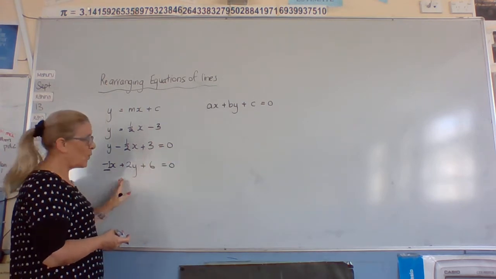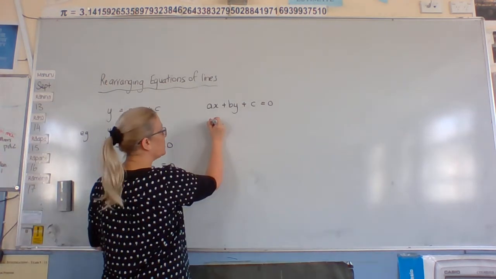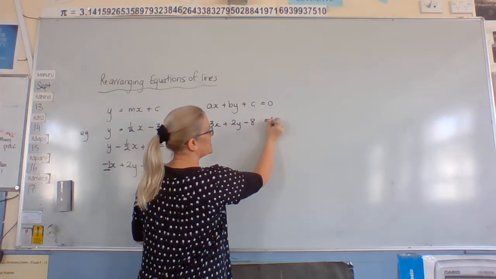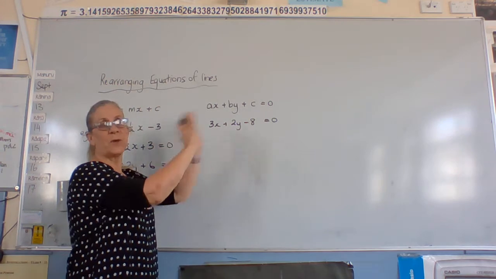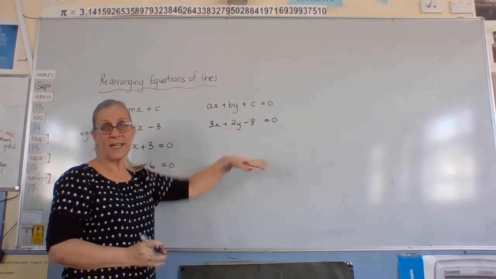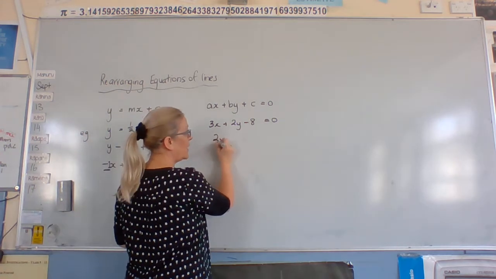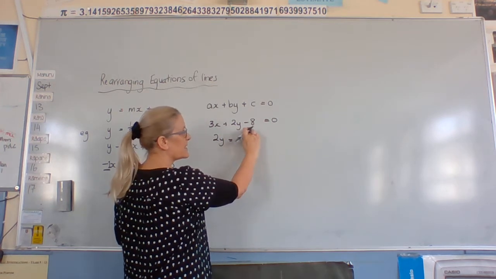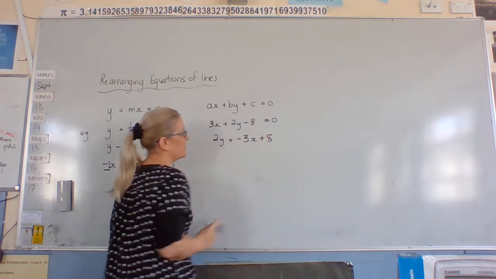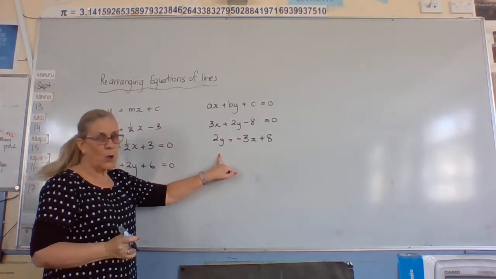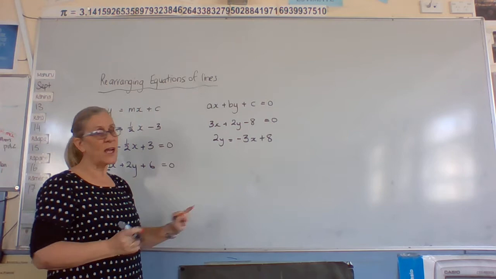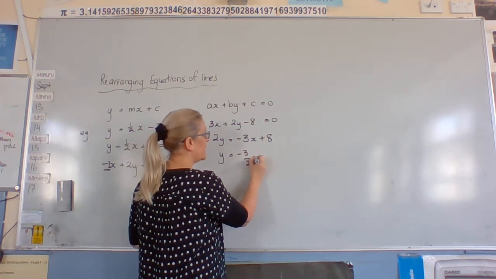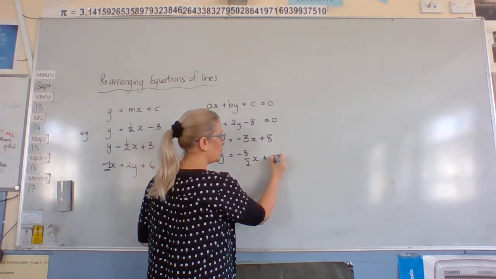So that's this form, and we're going to go backwards. So if we've got 3x plus 2y minus 8 equals 0, we're going to move everything but the y onto the other side. So we get 2y equals, this is positive 3x, so it's going to be negative 3x. This is a negative 8, so positive 8. All right, but we only want y, so now this time we're going to divide by that and get ourselves fractions. So negative 3 over 2 x plus 8 divided by 2 is 4.